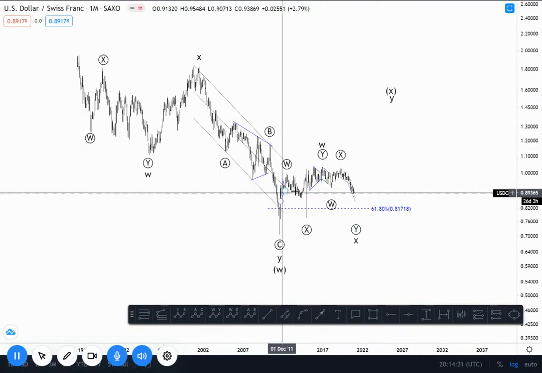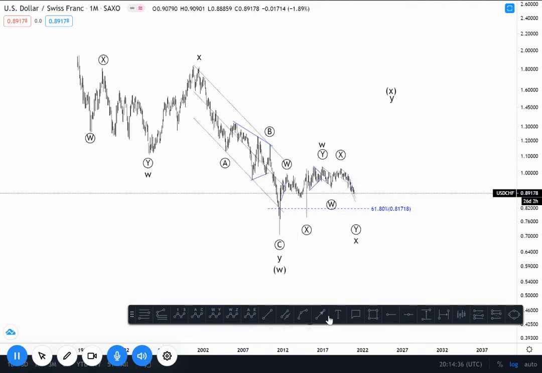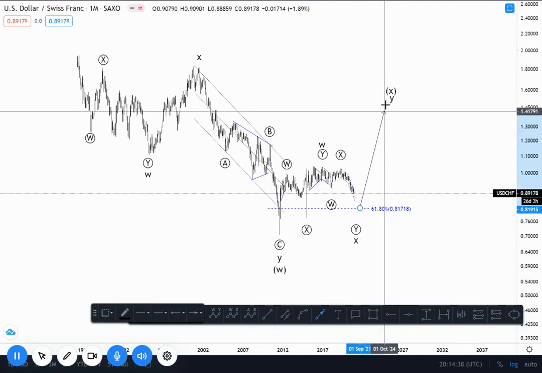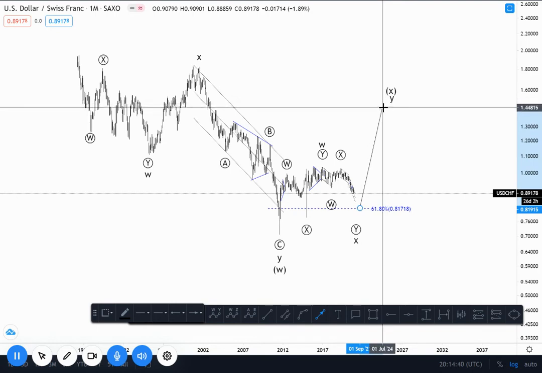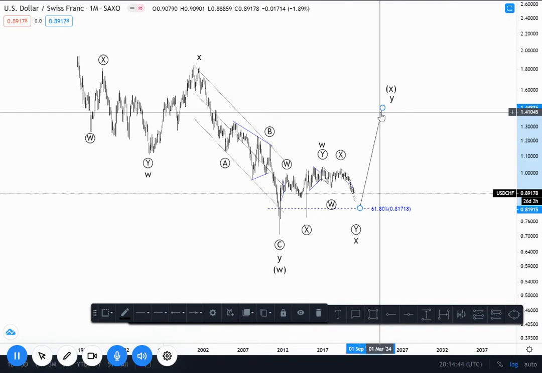So this is a longer term correction which has manifested itself nearly over 10 years, and eventually, at some point in the future, we're expecting a bounce higher, and a significant bounce higher, and a significant change in cycle, right? So this is USD Swiss franc.